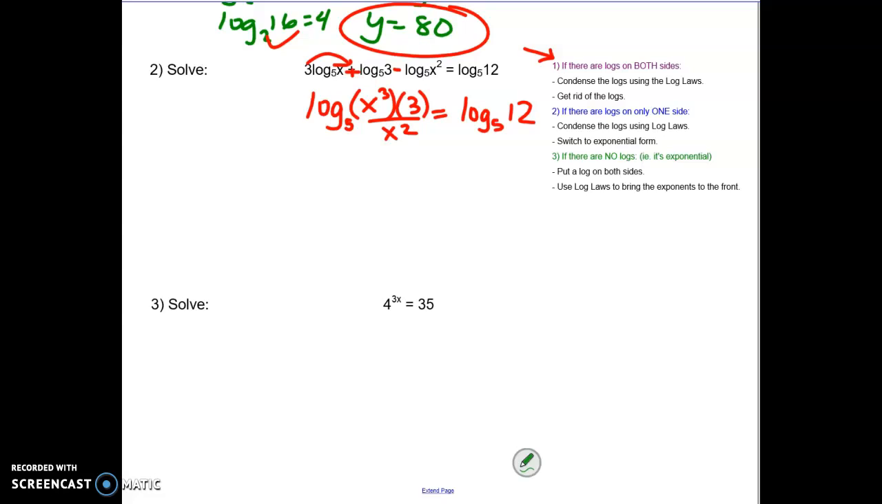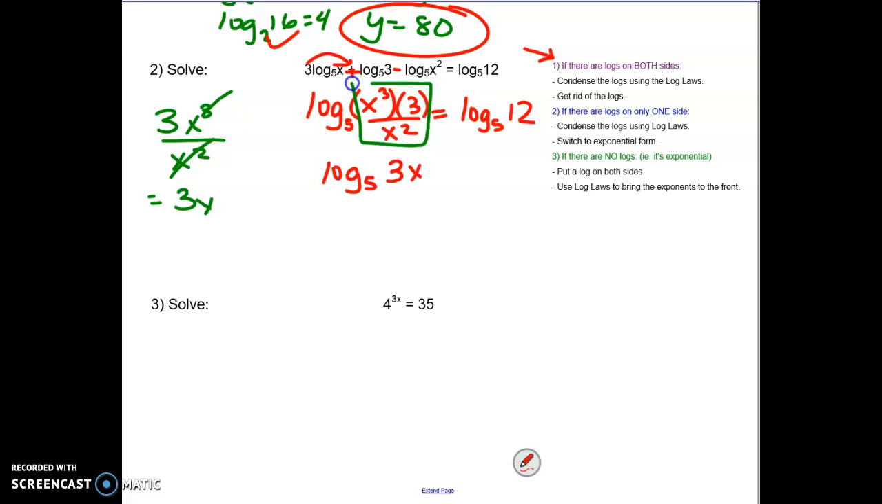Now we're going to simplify this middle part a little bit more. Again, this is 3x cubed divided by x squared. So if you cancel out the x squared from top to bottom, we're just left with 3x. So really, this is log of 3x with base 5 equals log 12 base 5. So that would be condensing the logs using the log laws.